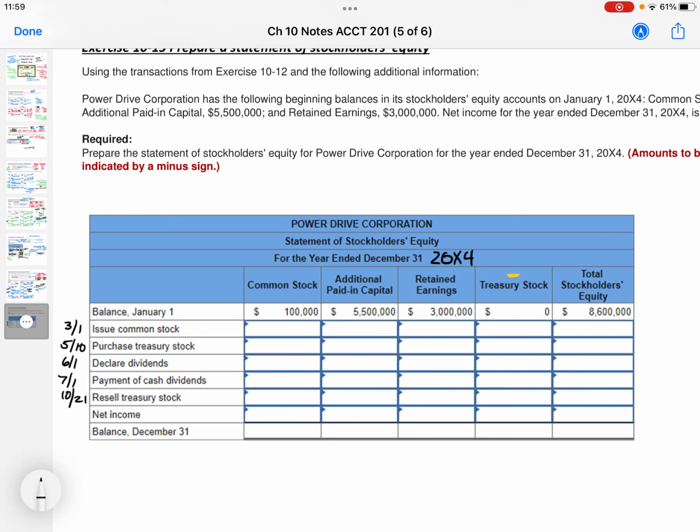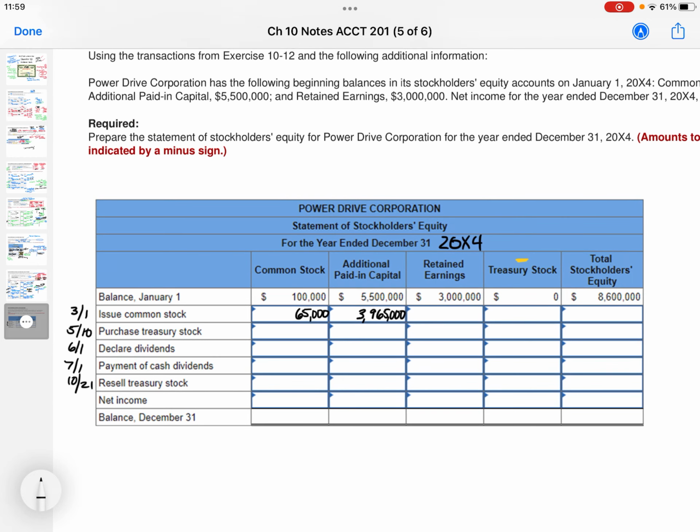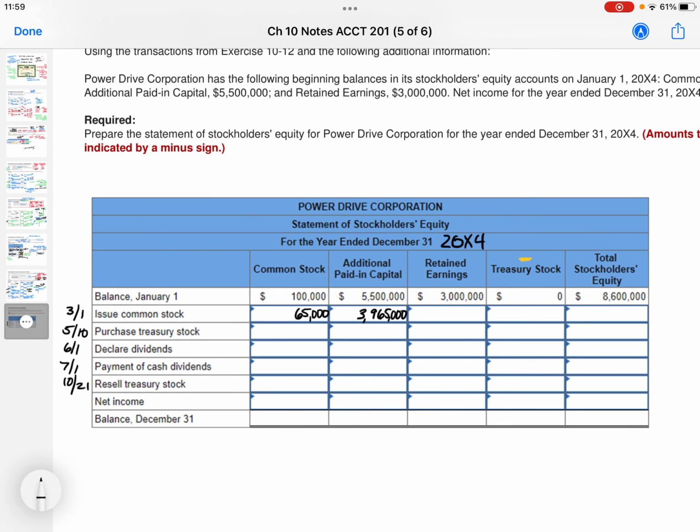So those were our entries. Okay, we issued common stock. It was $65,000 that goes into the T account because remember it's only par. But in the paid in capital account, we had the rest, which was $3,965,000. So I'll zoom in a little bit there. There we go. And then we had nothing in retained earnings, treasury. And so in total for stockholders' equity, it was $4,030,000.